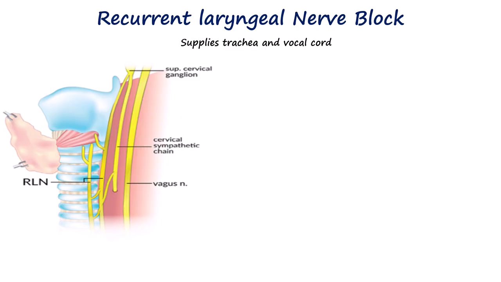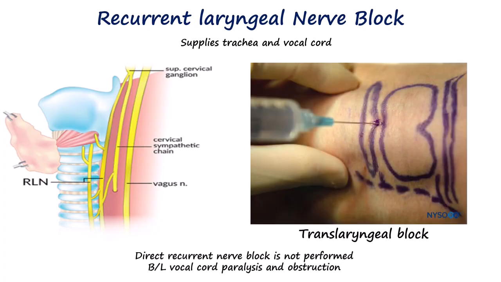The sensory innervation of the vocal cords and trachea is supplied by the recurrent laryngeal nerve, also a branch of the vagus nerve. Direct recurrent laryngeal nerve blocks are not performed as they can result in bilateral vocal cord paralysis and airway obstruction, as both motor and sensory fibers run together. Therefore, this nerve is blocked using a translaryngeal block.